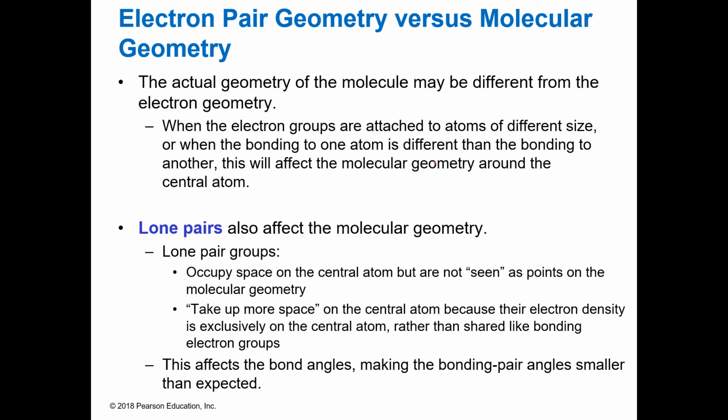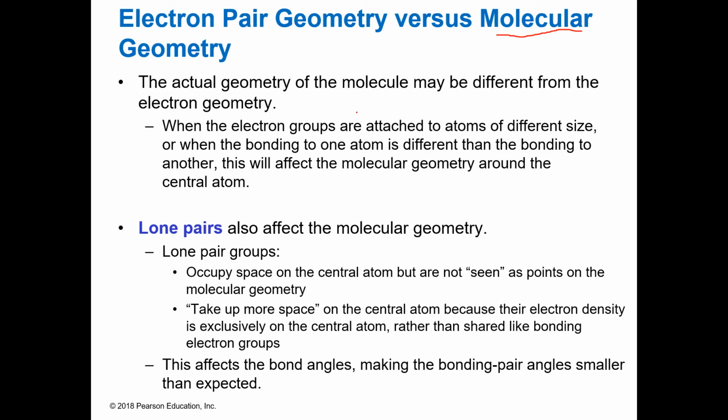Now, I said the electron domain geometry. Now we're going to add in secondary geometry, and that's the molecular geometry. Electron domain geometry and molecular geometry can differ. They can also be the same, but they differ in the fact that sometimes we have lone pairs, and lone pairs will affect the geometry, and I'm going to show you why. Lone pairs occupy more space.